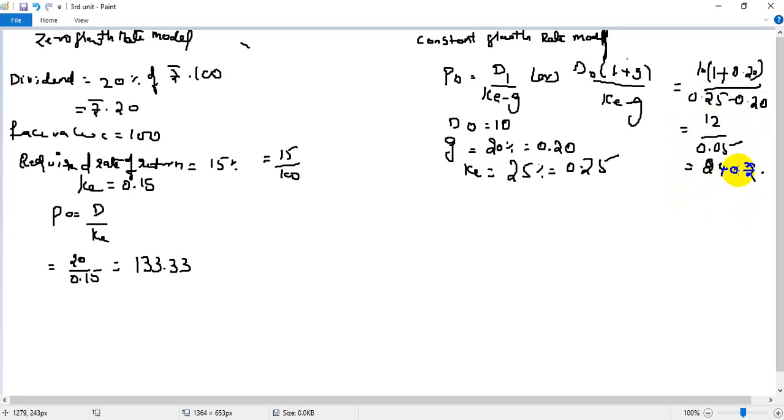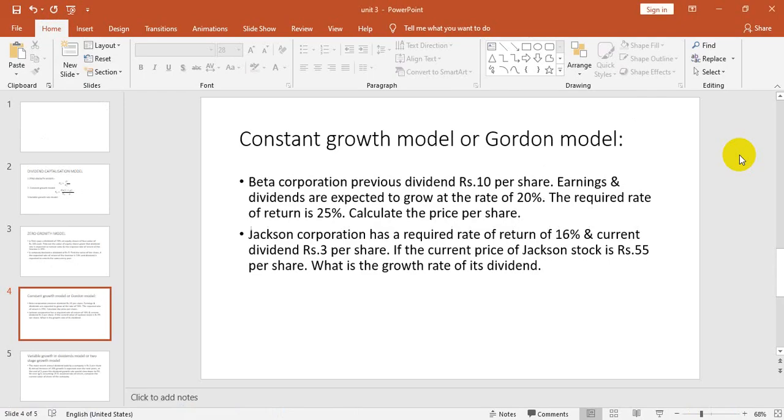This is how you are supposed to do the constant growth rate model. It's a very easy topic as such. If you check out this another question: Jackson Corporation has a required rate of return of 16% and current dividend per share is 3. The current price of Jackson is 55. What is the growth rate of its dividend, he is asking.